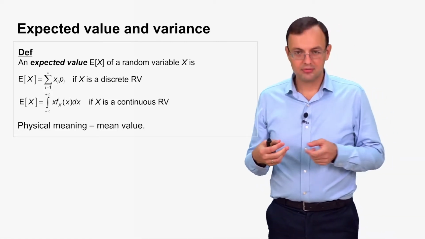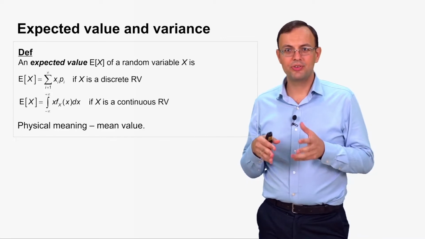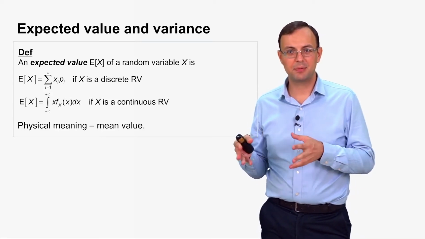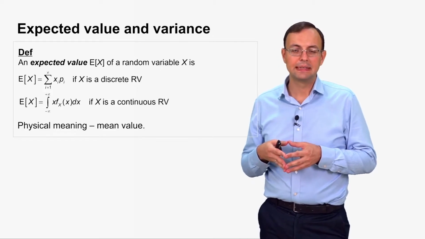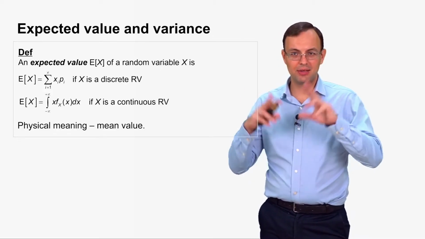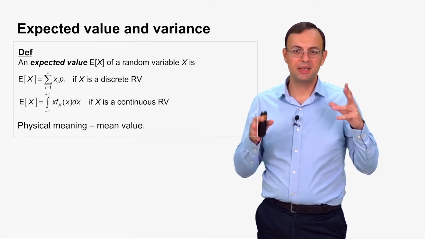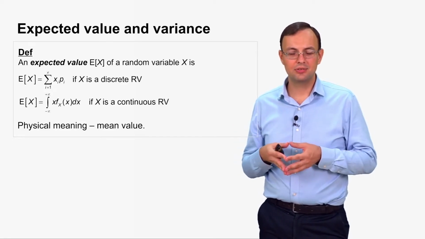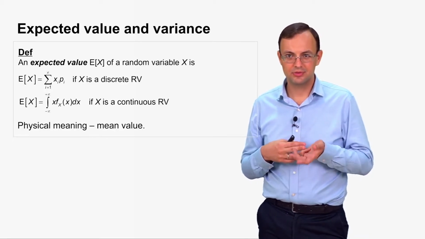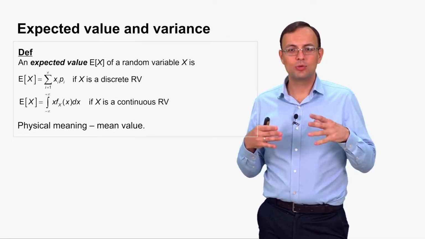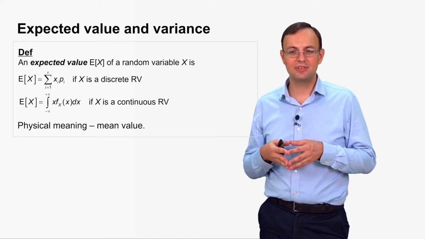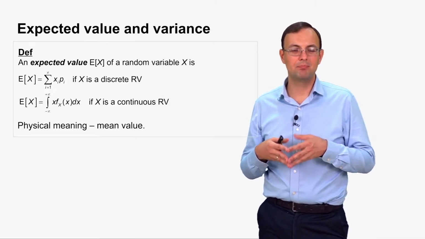So you need to know the distribution to find the expected value of a random variable. In the discrete case, you need this table, or you need the PMF. In a continuous case, you need the PDF to find the expected value. So what is the physical meaning of the expected value? The physical meaning is the mean value.